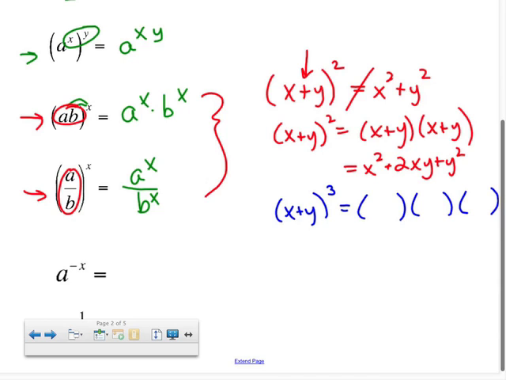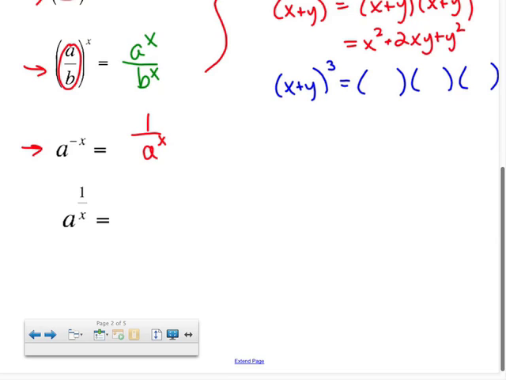All right, moving on then, if I have a to the negative x power, well, that's the same thing as 1 over a to the positive x power. And then the last one that we have here on this slide, if you have a to the 1 over x power, well, that means the x root, the principal root of a.